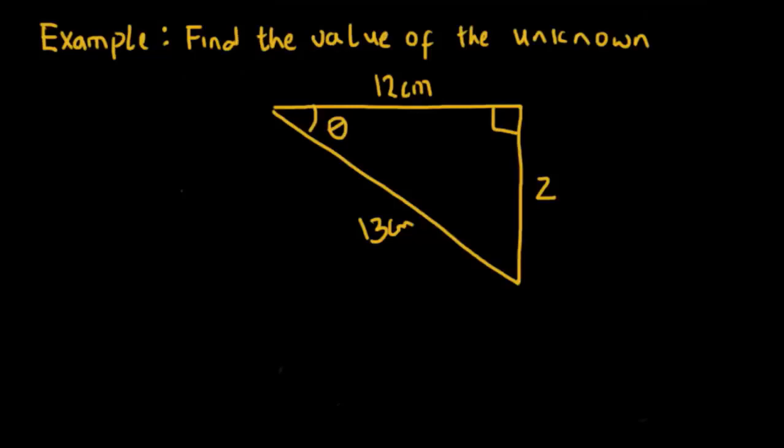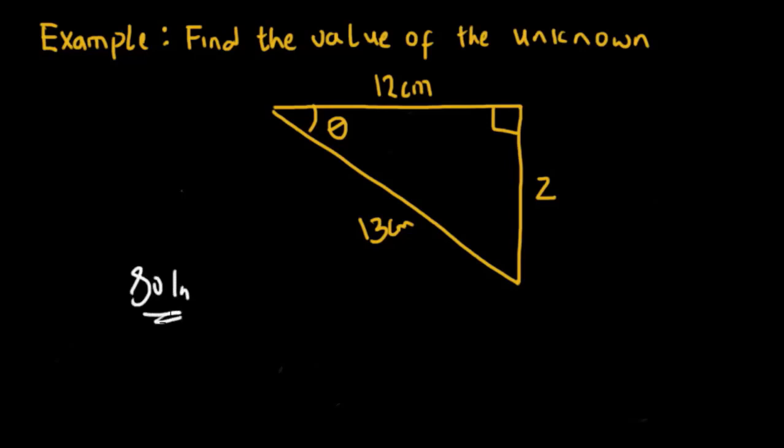Now we still have to find the value of the unknown. Remember, you want to test the two criteria I gave you. Number one, is the triangle a right angle triangle? Yes. Number two, do we have two sides and we are told to find the third side? Yes. So we can use Pythagoras theorem.